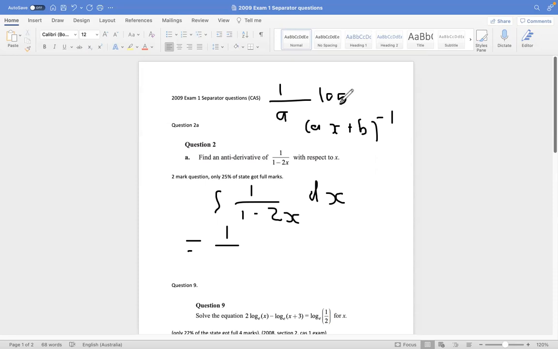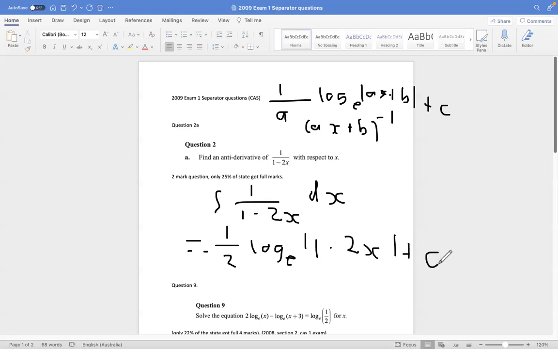log e of ax plus b, plus c. So that's the same case here. Now I need to divide this by -2, so that will be -2 down here, log e of 1 minus 2x, plus c. And boom, that's our anti-differentiation. And note that when it says anti-derivative, you have to put the constant c.